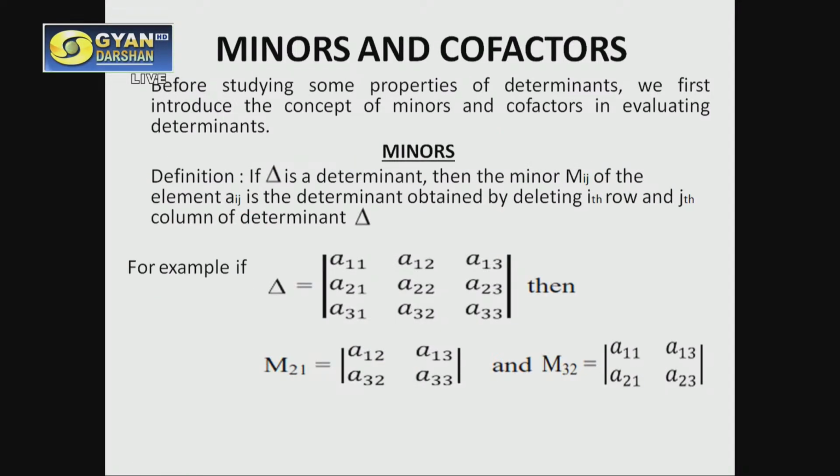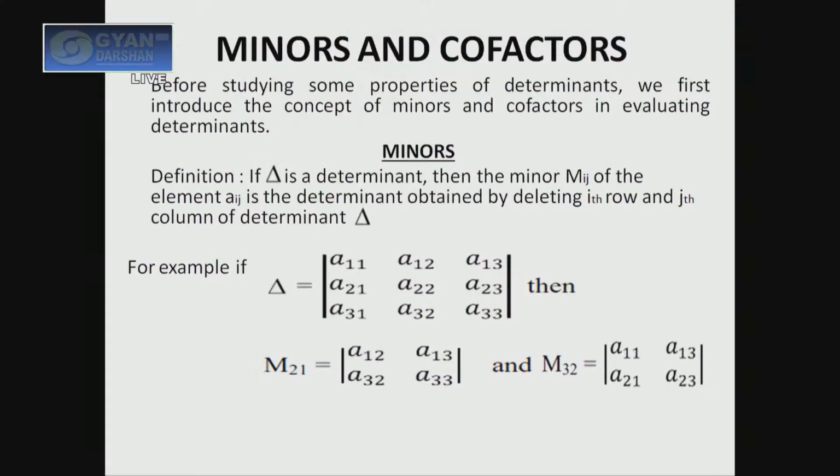Now we need to understand the concept of minors and cofactors. As we already learned, when we are solving determinants there is a fluctuation of sign, and we find that the sign is alternating from plus to minus and minus to plus. In order to preserve this, that means to have consistency in the sign, we need to understand the concept of minors and cofactors. So what are minors and cofactors?